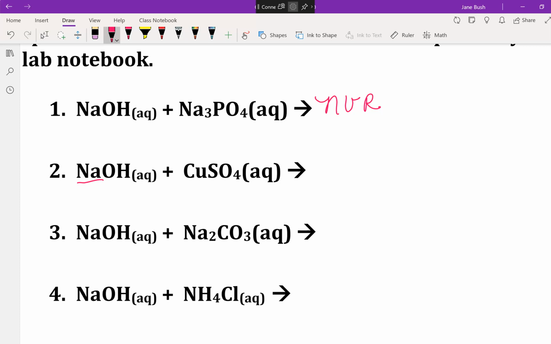All right, the next one, sodium is going to bond with nitrate. And silver is going to bond with the hydroxide. Is that silver hydroxide going to be soluble or insoluble? Do you guys agree? Insoluble. Okay. The next one we have sodium and potassium. What do we know about those? NR.